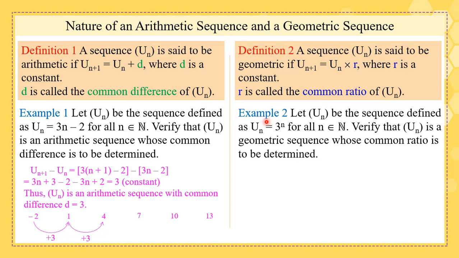Let's see the second example. un is a sequence defined as un is 3 to the power n for all n belongs to N, and we need to verify that un is a geometric sequence, and we need to specify its common ratio.